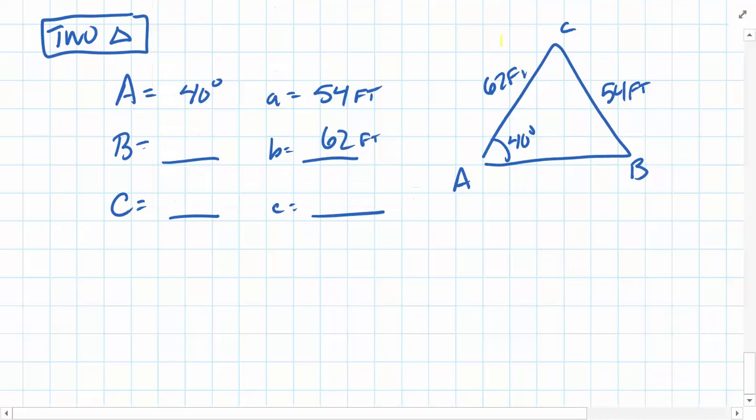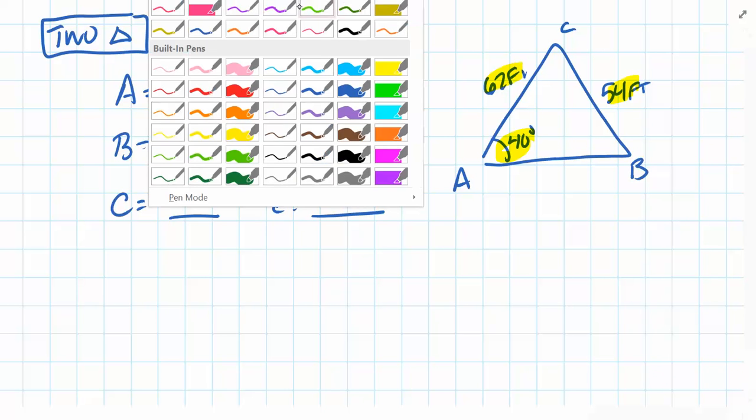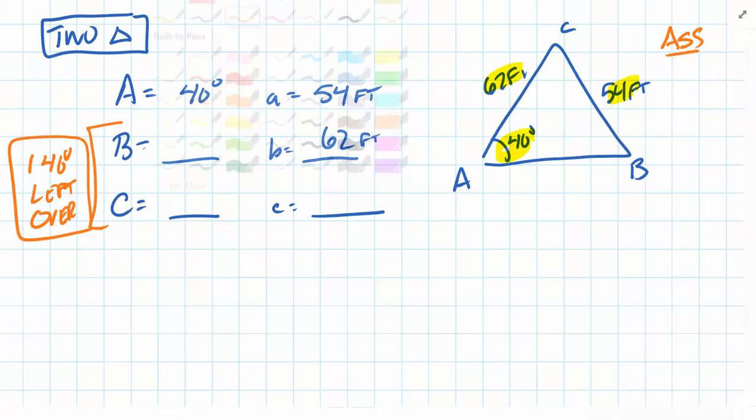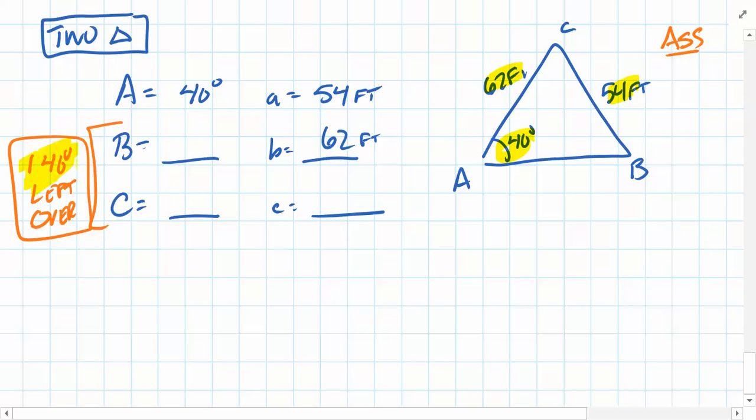So I am dealing with an angle, side, side. Shoot, I have the ambiguous case, right? Angle, side, side, ambiguous case. Good, let's go figure out that leftover piece then. How much do I have left over to spare? Yes, I have 140 degrees left over to spare. That number is going to be very important in just a second. So 140 degrees left over.